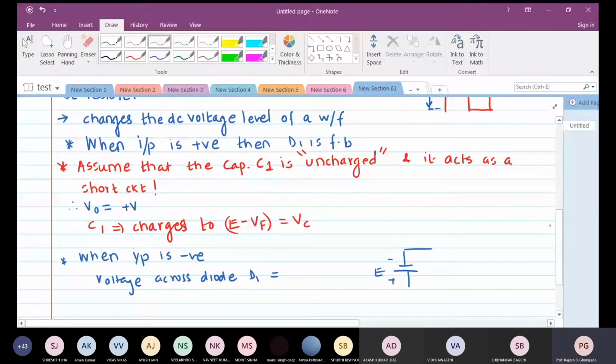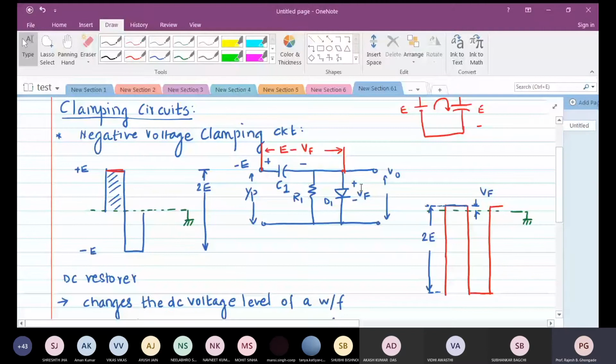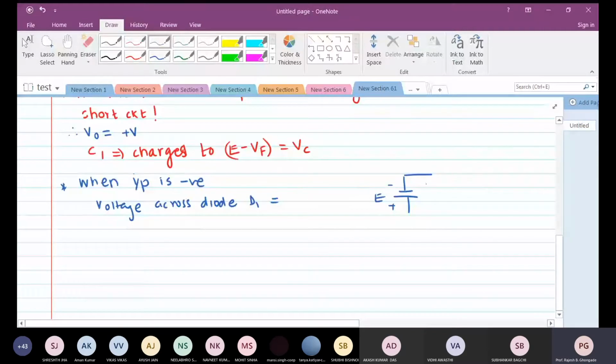Guys, was there a call drop? Okay. So the condition is similar to connecting a battery over here like this, and another battery having a voltage like this. This was VC, which was equal to E minus VF. And this is the condition at the output.